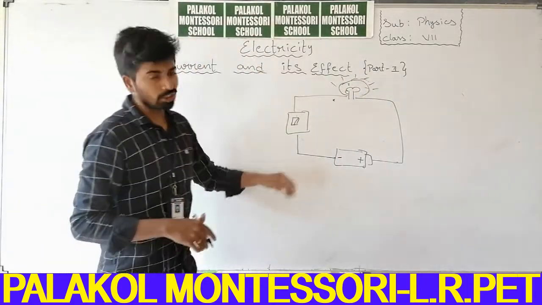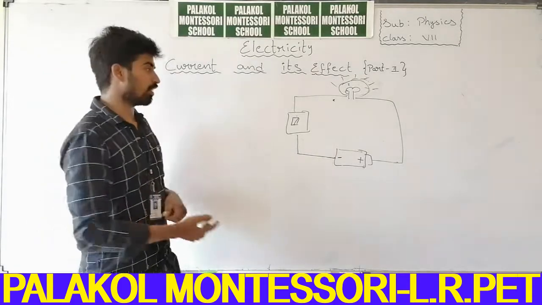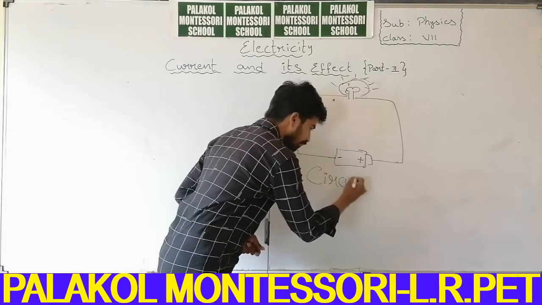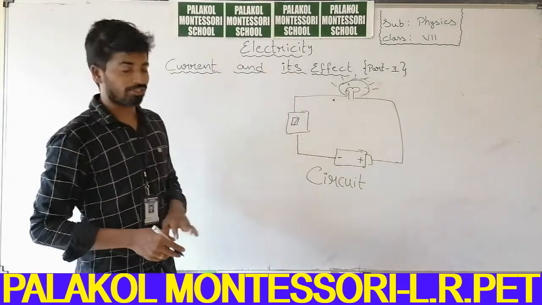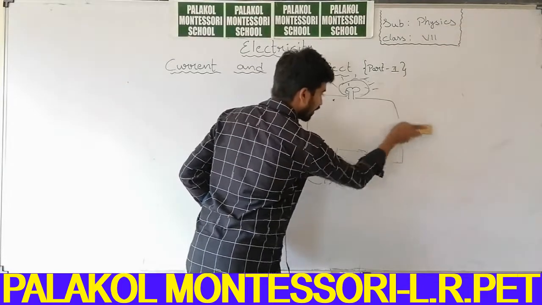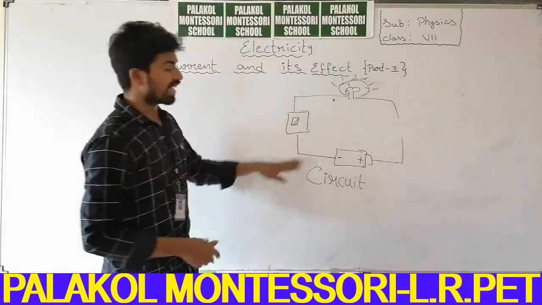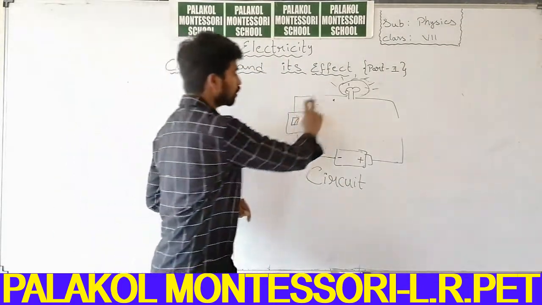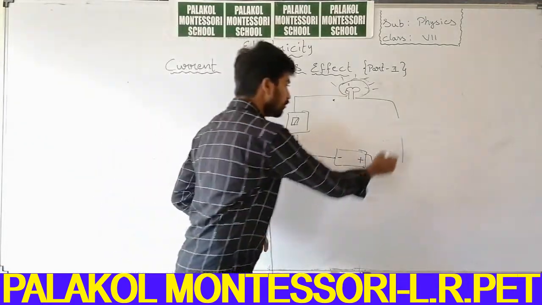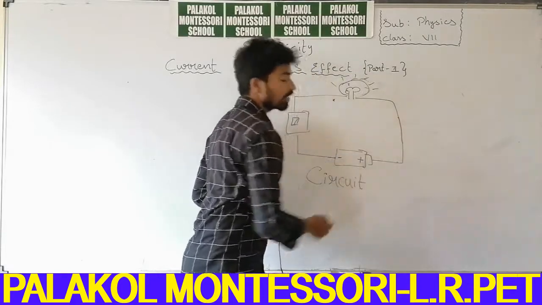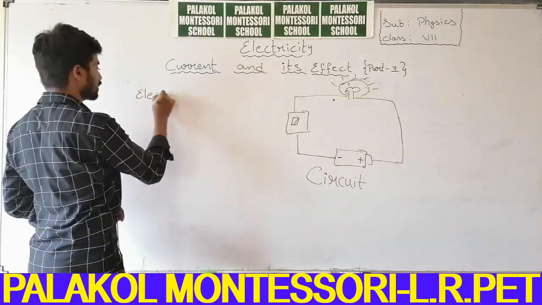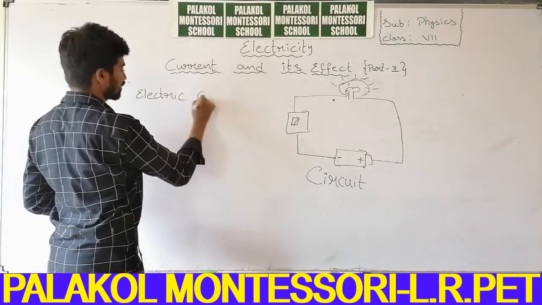So we call it a circuit. What do you mean by circuit? If there is any breakage in the circuit, we call it an open circuit. Why? Because the circuit connection is not closed. So when it is closed, we call it a circuit. What do you mean by electric circuit? We call it especially an electric circuit.